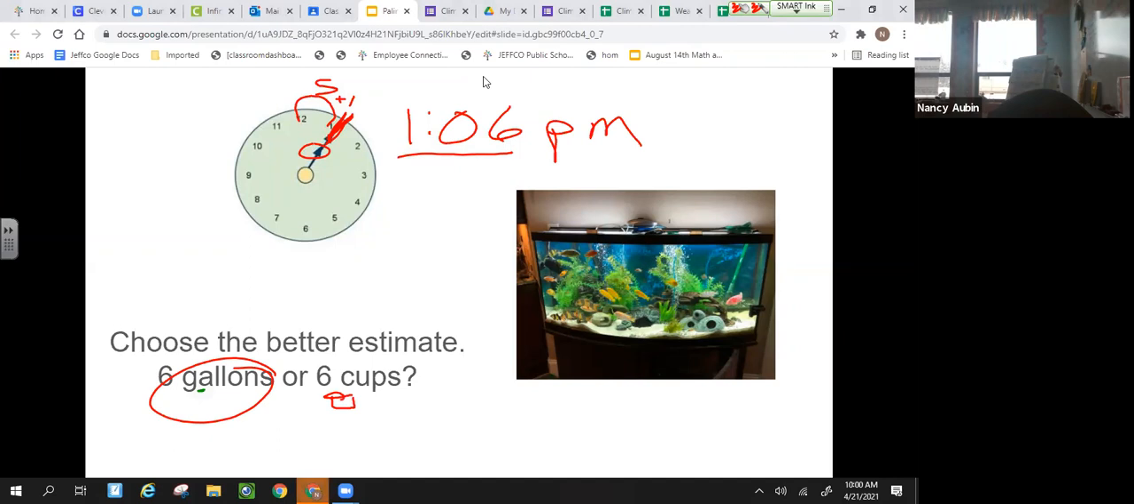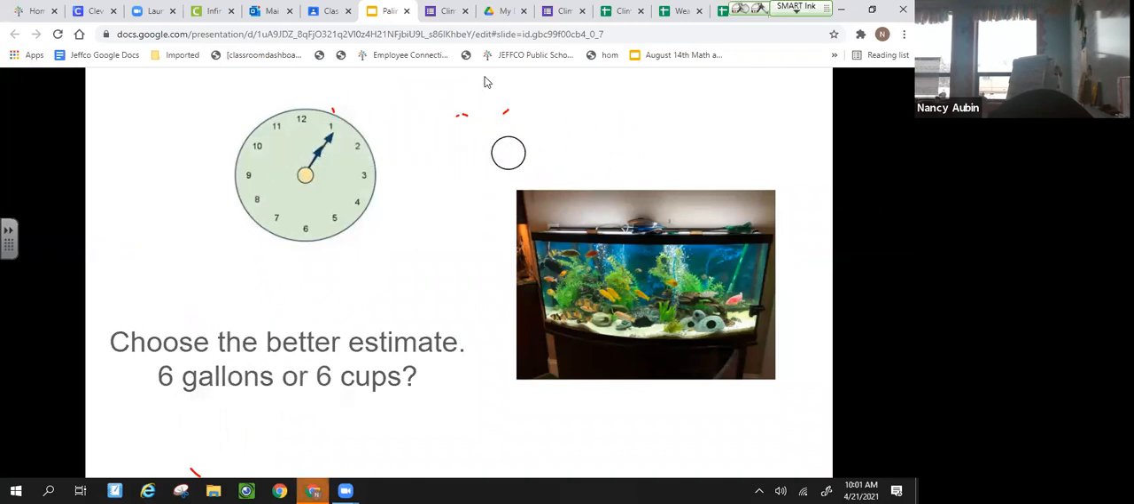Yeah, like a cup of milk, right? But a gallon of milk is much larger, right? So obviously, because there's a lot of water in that tank, we would use gallons. Yes, Finn? My friend has the exact same fish tank. Oh, cool. And on the instructions it said pour only 6 gallons inside. Oh, wow. So Finn's friend has the same fish tank and the directions said to pour 6 gallons inside.